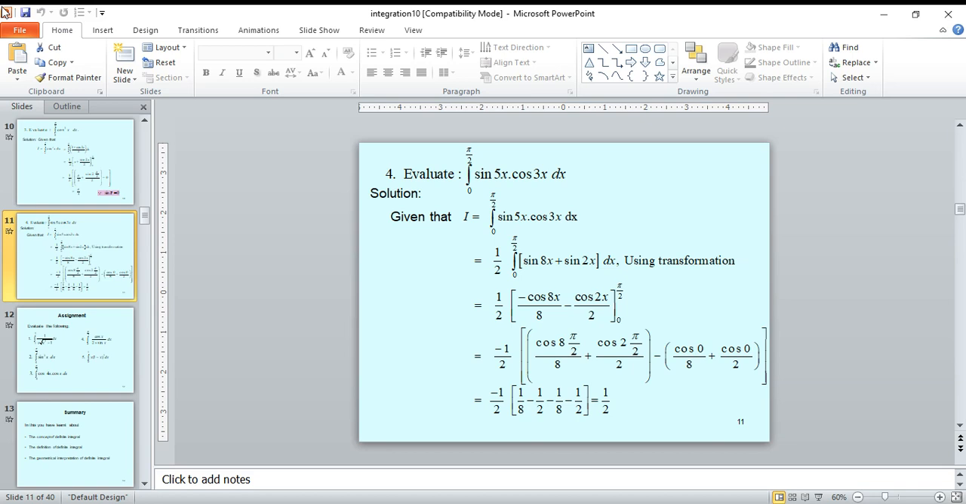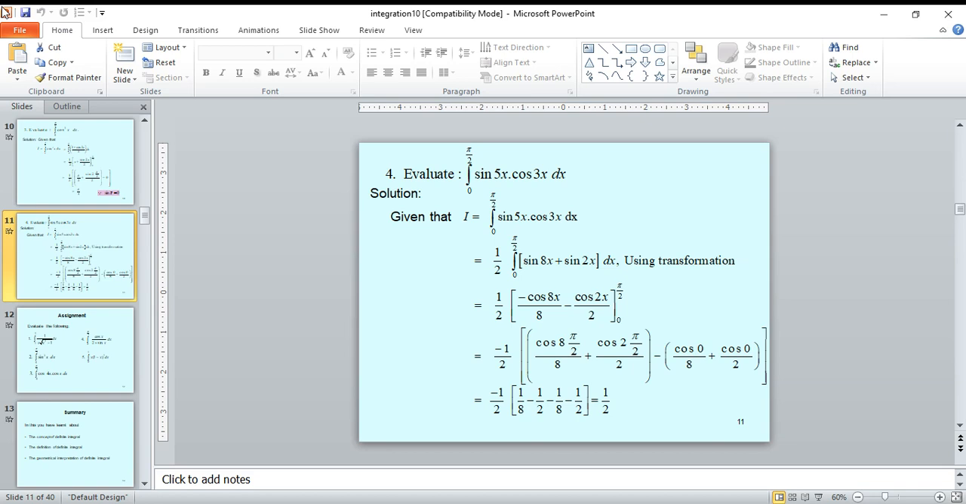In this question we need 2 in the numerator, so multiply and divide with 2: 2 sin pi x into cos 3x divided by 2. Take out 1 by 2 as common. 2 sin A cos B is sin (A plus B) plus sin (A minus B). Sin of pi x plus 3x is sin 8x, and sin of pi x minus 3x is sin 2x dx, using the transformation formula.